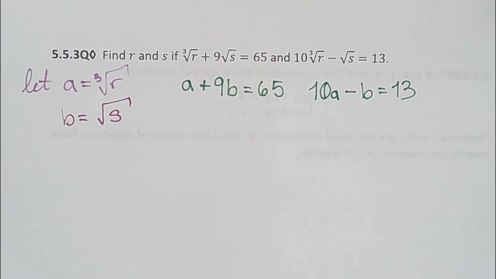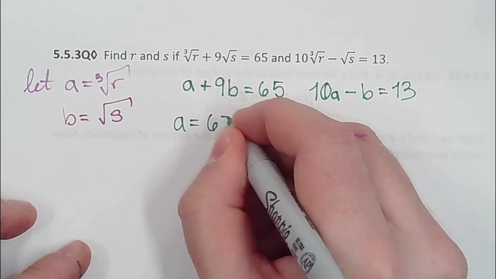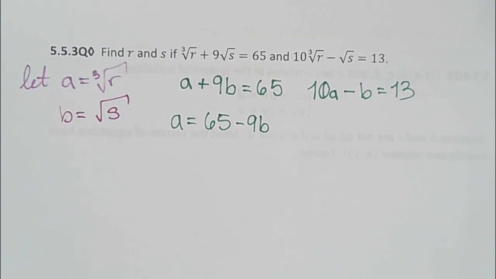So now we solve via substitution or elimination. So you want to use substitution or elimination? All right, so what variable do you want to get on its own and in which equation? A in the first equation looks good to me. A is going to equal 65 minus 9B, right? Just rearranging that equation by subtracting 9B from both sides.